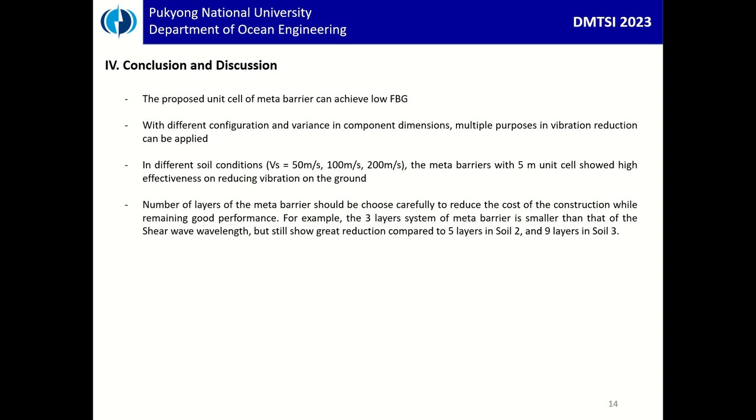The number of layers of the metal barrier should be chosen carefully to reduce the cost of construction while remaining good performance. For example, the three-layer system of metal barrier is smaller than the other cases, but still has great reduction compared to 5 layers in soil 2 and 9 layers in soil 3.